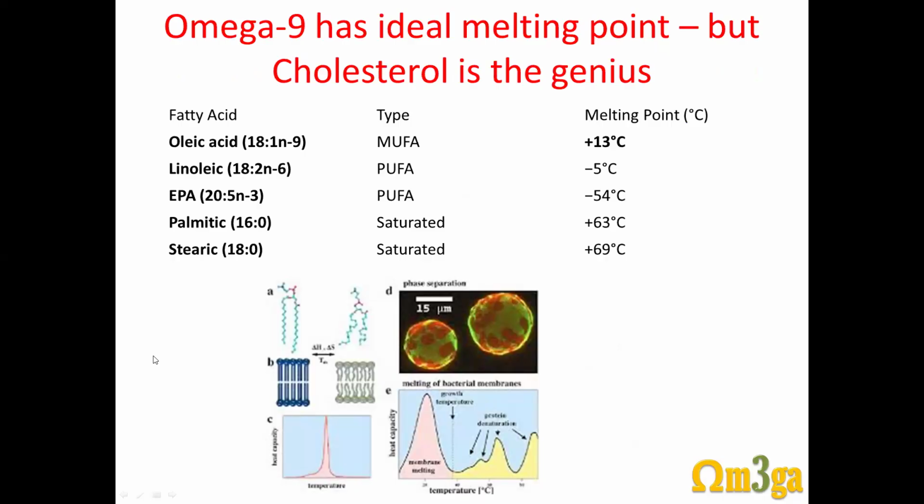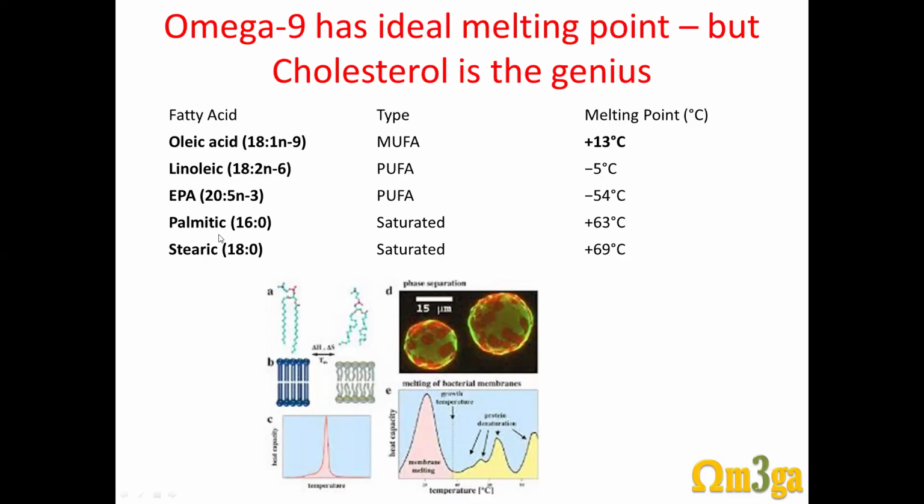So again, why omega-9? Because it has the most ideal melting point. All the other fatty acids are either too cold or too hot. Saturated fat only melts at about 60, 70 degrees, and our omega-3s melt at very, very low temperatures, far below freezing. So omega-9 is the ideal 13-degree molecule, and that's why you have mostly omega-9 to keep your membranes in the most flexible and ideal state. They neither freeze nor melt.